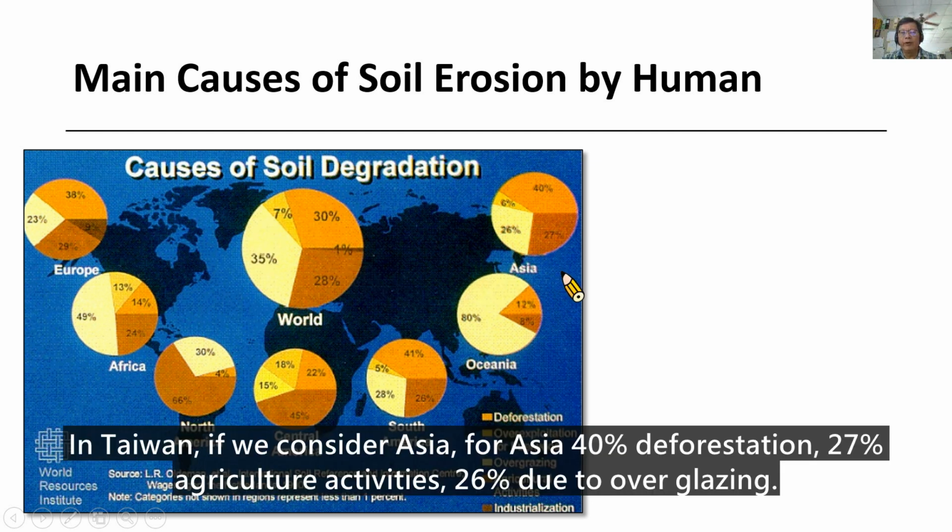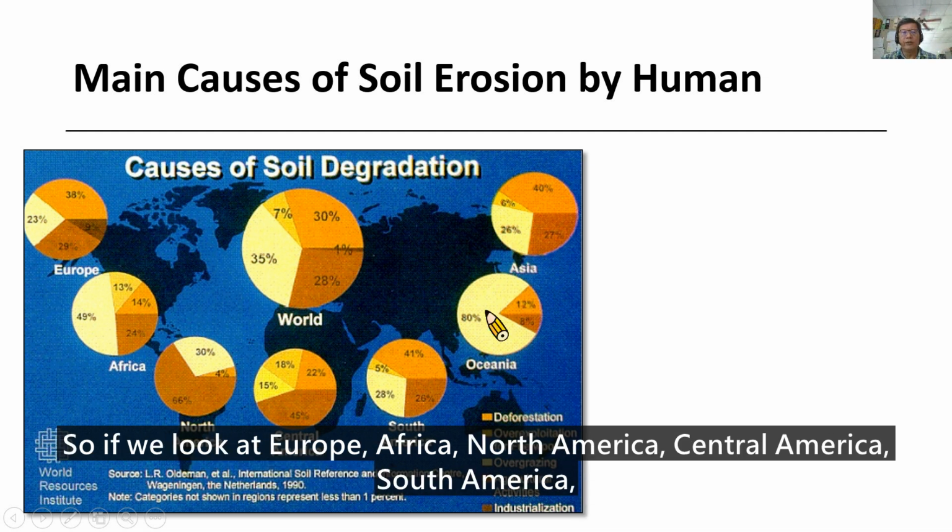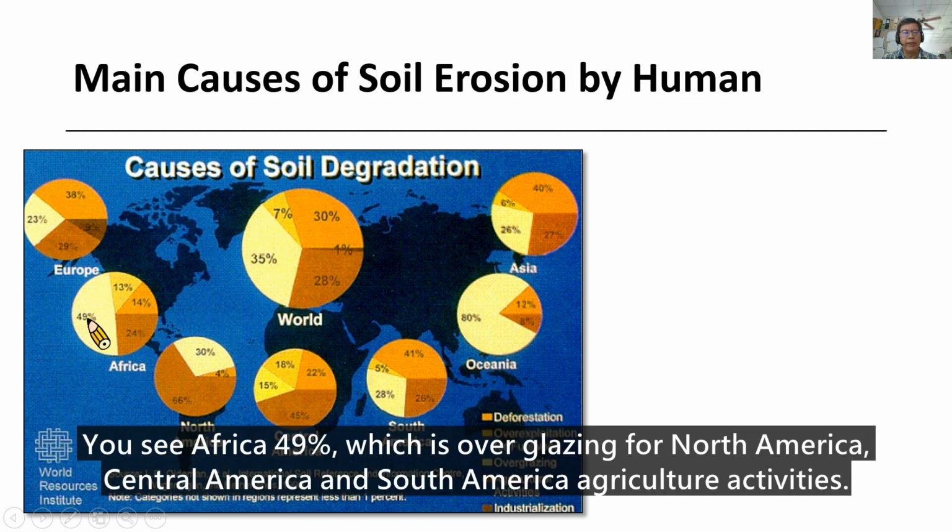If we consider Asia, for Asia, 40% is deforestation, 27% agricultural activities, 26% is due to overgrazing. If we look at Europe, Africa, North America, Central America, South America, you see Africa 49%, which is overgrazing. For North America, Central America, and South America, agricultural activities.